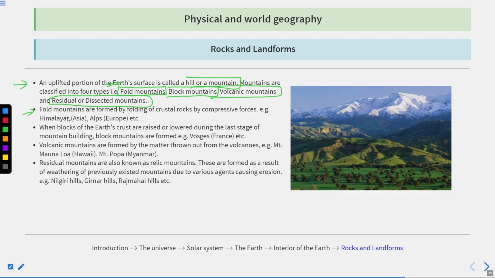Fold mountains are formed by folding of the crust by compressional forces, and examples of this are the Himalayas and Alps. Block mountains are raised or lowered during the last stage of mountain building, and block mountains are formed; example, Vosges, France. Volcanic mountains are formed by the matter thrown out from the volcanoes. Examples are Mount Kilauea, Mount Popa. Residual mountains are also known as relic mountains, formed as a result of weathering of previously existing mountains due to the various agents causing erosion. Examples are Nilgiri Hills, Girnar Hills, Rajmahal Hills, etc.